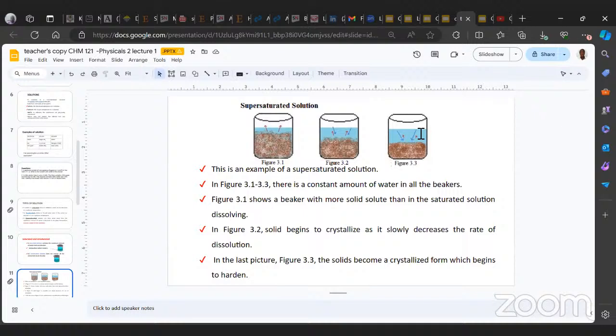Look at all this here. We have supersaturated solution. Figures 3.1 to 3.3 are all supersaturated solutions because you see your granules here and there. In figure 3.1 you see there's more solid solute. In figure 3.2, more crystals are coming out, but it's slower. And in figure 3.3, more crystals.